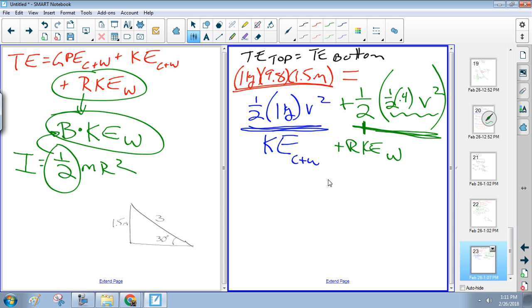Gotcha. Or is it just easier to do it this way? No, you can do it that way too. So if you did it that way, well, here. So let me solve this. If you solve all this, you get 14.7 equals 1/2 v squared, so that's 0.5, and this is 0.1, so you get 0.6 v squared, and then solve that.